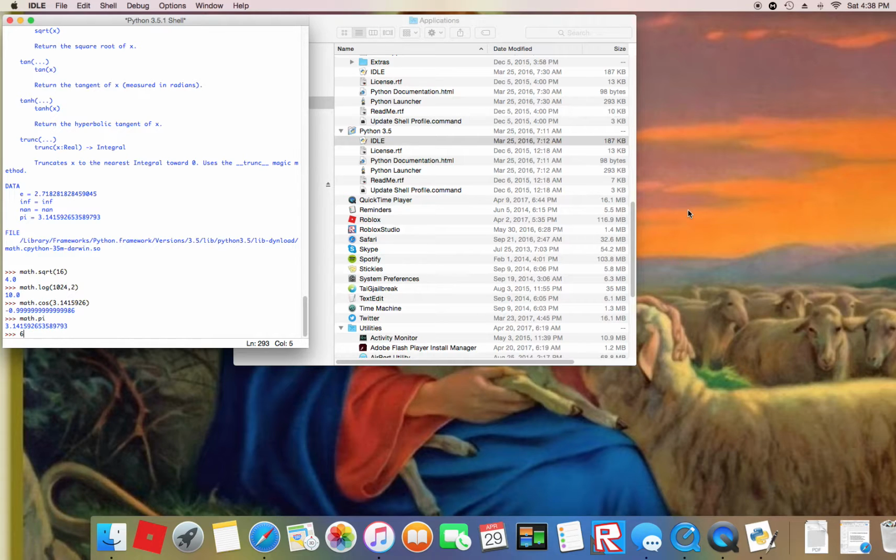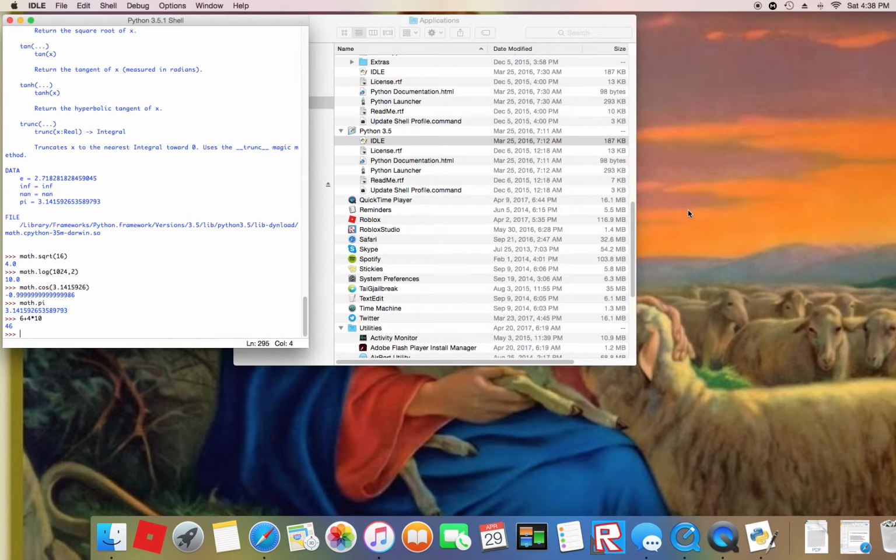And so if I typed in 6 plus 4 times 10, the answer is 46. The reason why it gave me 46 is because it does multiplication and division before addition or subtraction. So it's going to do this operation first, which is 4 times 10 is 40, and then it's going to add 6. So 6 plus 40 is 46.